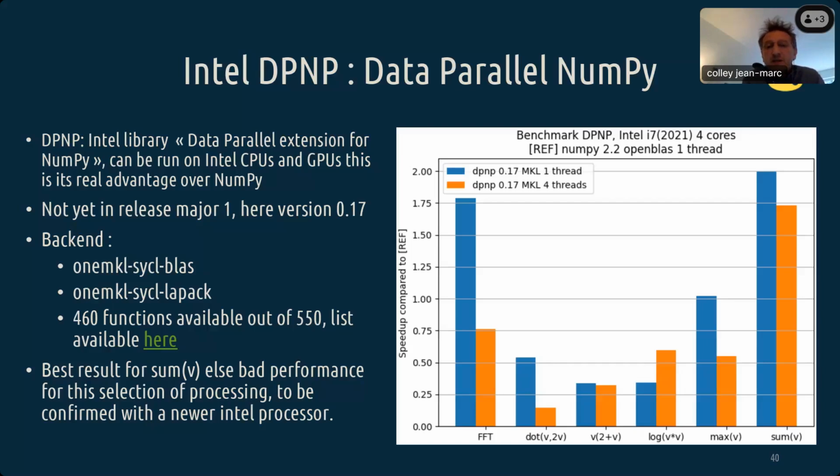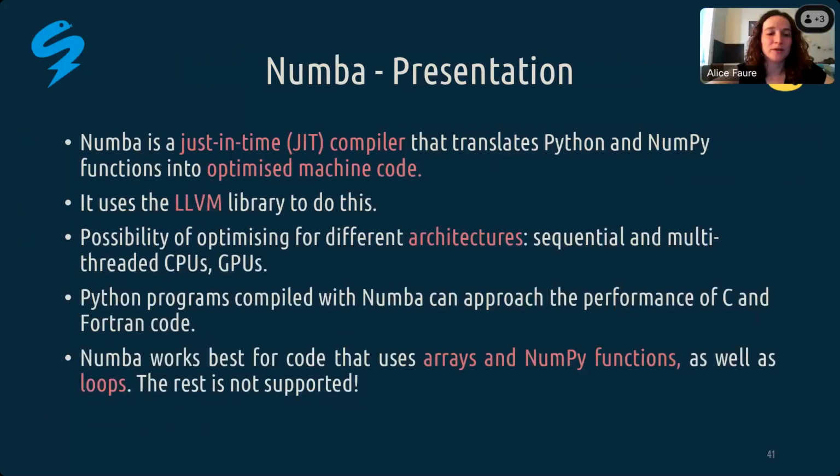Now Alice will tell you about the Numba library. Thank you, Jean-Marc. So now that Jean-Marc has presented NumPy in detail, we're going to see how we can further optimize our code when we have written it with Python and NumPy. Numba is a good tool to optimize parts of your code. It's a just-in-time compiler that translates Python and NumPy functions into optimized machine code. And for this, it uses LLVM.